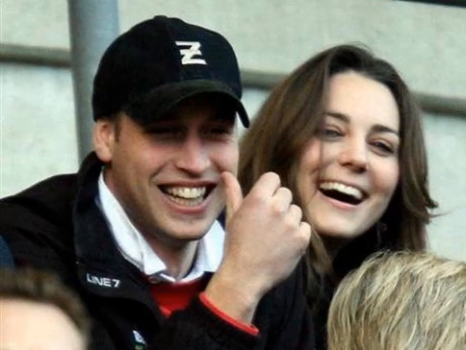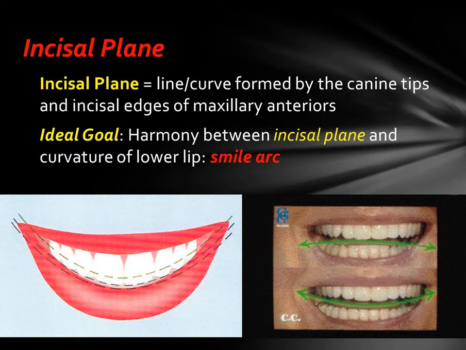You can observe also this. The incisal plane. The incisal plane is the line of curve formed by the canine tips passing by the incisal edges of the maxillary anterior. The ideal goal is that the incisal plane is in harmony or coinciding to the curvature of the lower lip, and here it will form the smile arc.